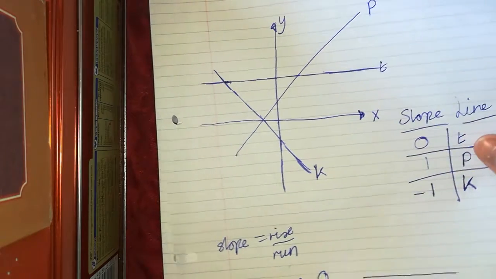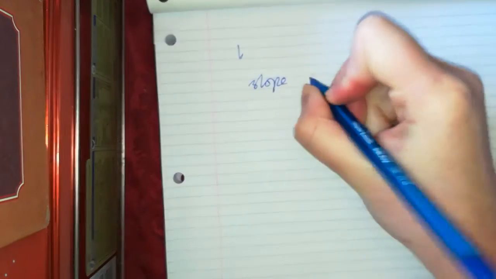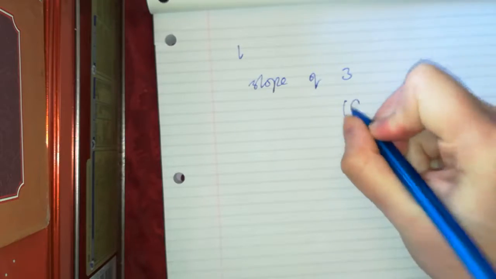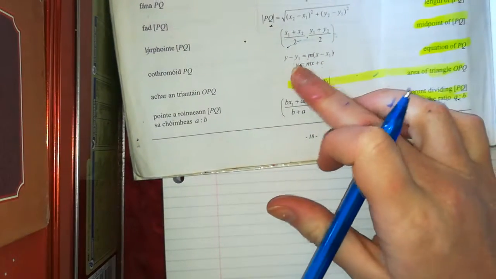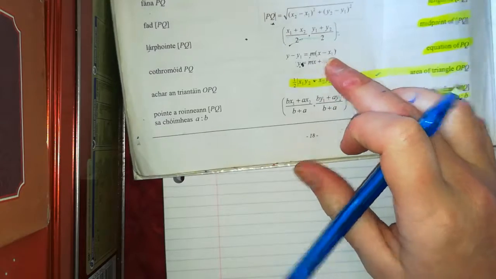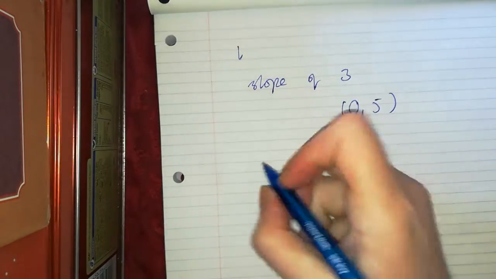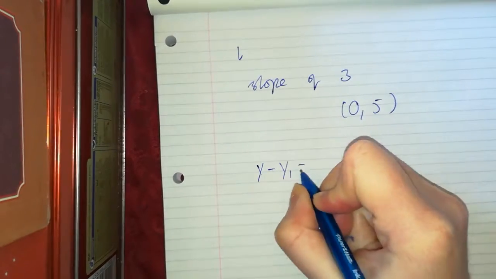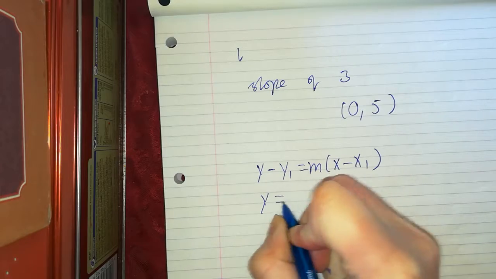And then the line L has a slope of 3. It goes through the point 0, 5. So we have a line L, it has a slope of 3, and it goes through the point 0, 5. So we have two ways of finding the equation of a line, and they're both in our log tables. The first one is y minus y1 is equal to m(x minus x1), and the other is y is equal to mx plus c.